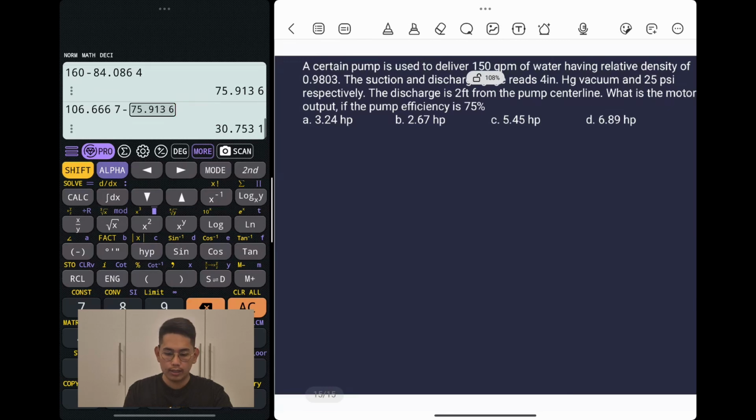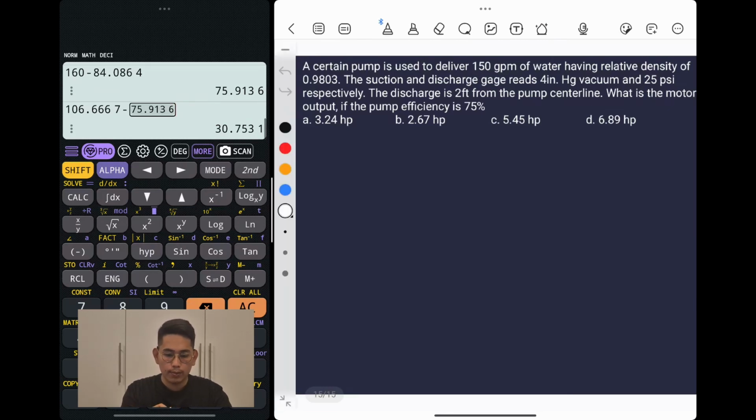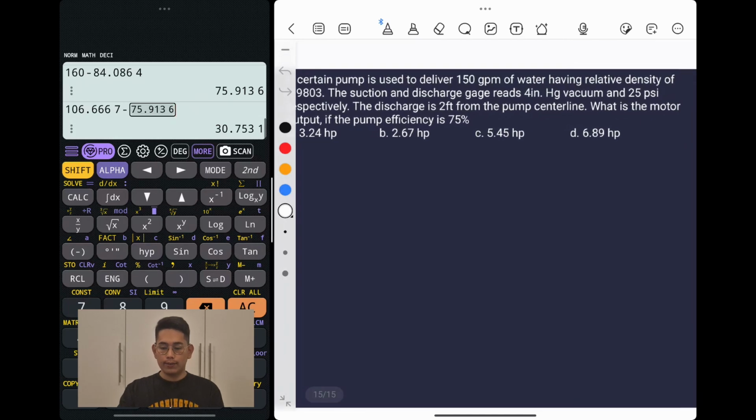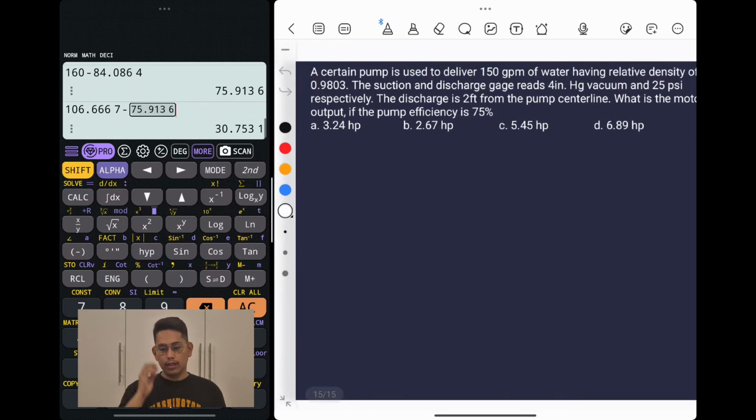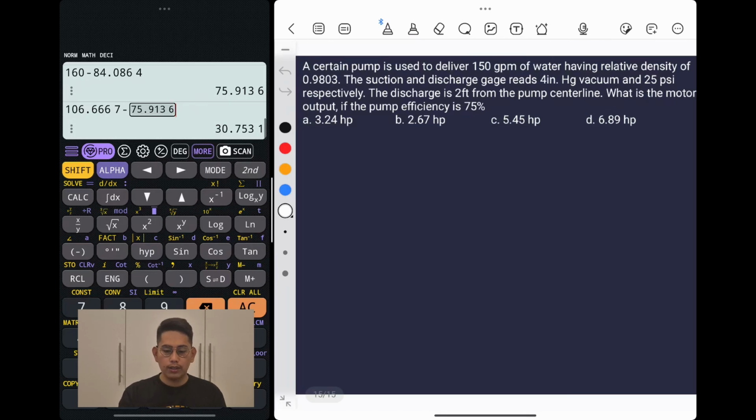So, ang next naman natin is next problem: a sharp-drain pump is used to deliver 150 gallons per minute of water having a relative density of 0.9803. So, the suction and discharge gauge reads 4 inches mercury vacuum and 25 pounds per inch or psi respectively. So, the discharge is 2 feet from the pump center line. And what is the motor output if the pump efficiency is 75%?